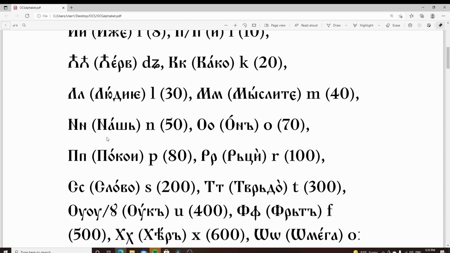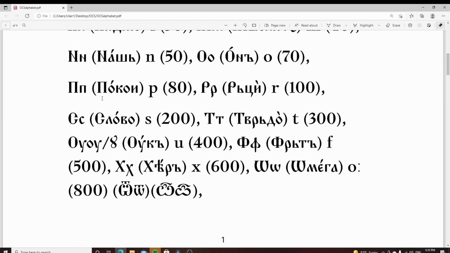Now we have the next letter, naše. It has the sound n, and its number is 50. The next vowel we have is called on, and is represented by the sound o, and its number is 70. Next we have pokoj. It is represented by the sound p, and its number is 80.